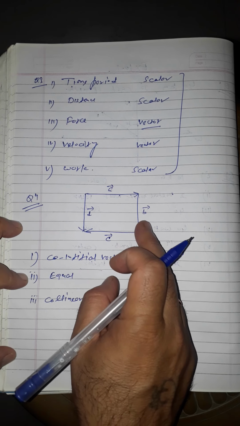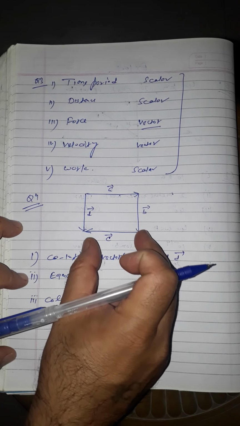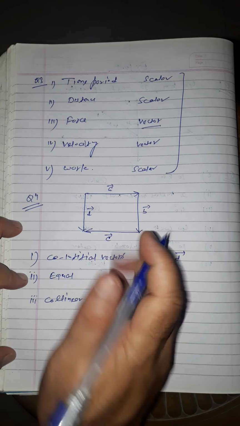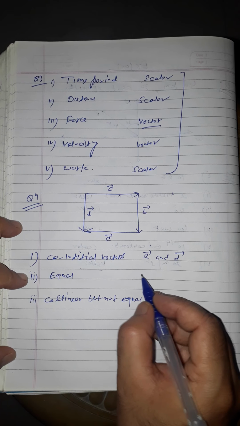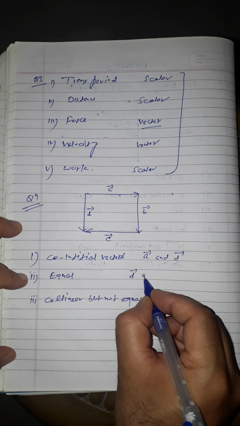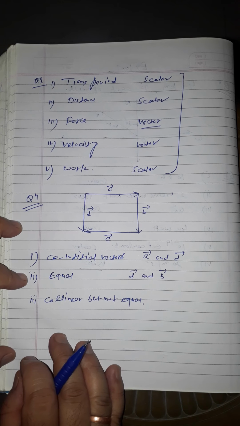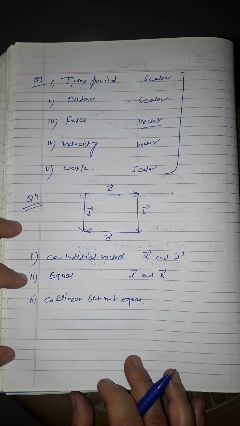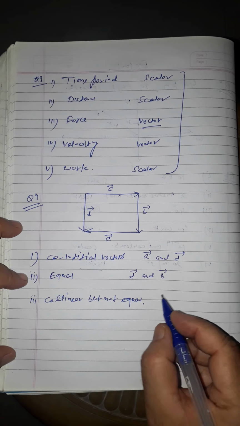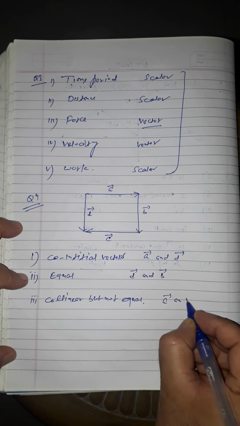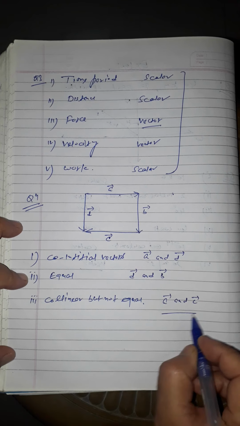Second one, now we have to tell which ones are equal vectors. Equal vectors have the same magnitude and direction. If you see, B and D have the same direction and magnitude, it means B and D are equal vectors. Next one is collinear but not equal. So if you see, vector A and vector C are collinear vectors but not equal vectors, right students?